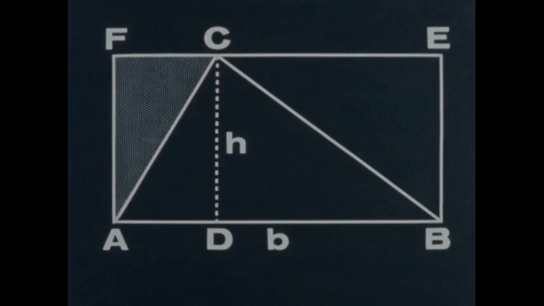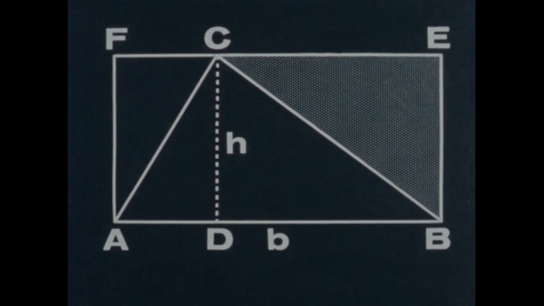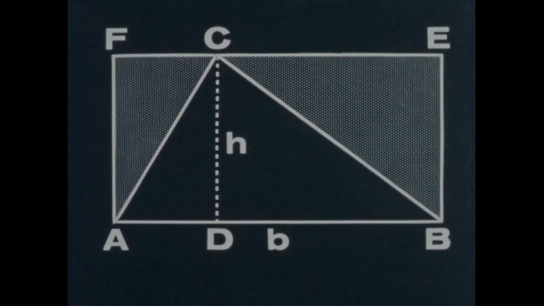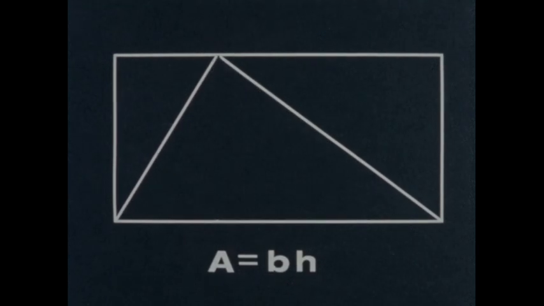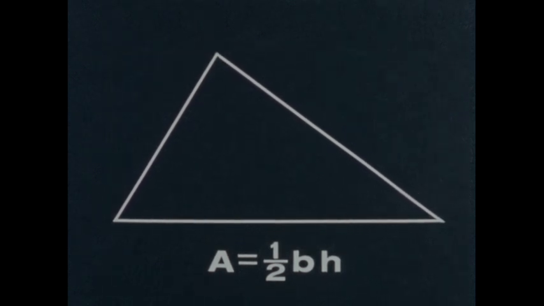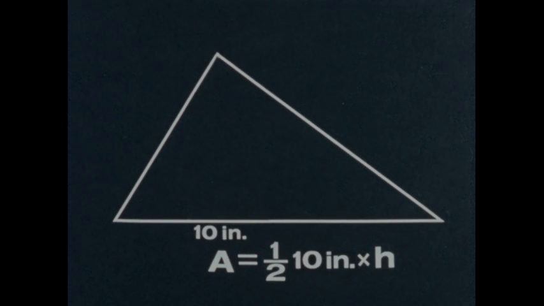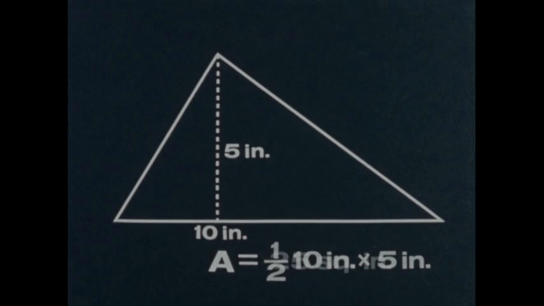Thus, triangle AFC and triangle CBE together are equal in area to the area of our original triangle, ACB. We know that the area of a rectangle equals the base times the height. So 1/2 the base times the height must equal the area of a triangle. If the original triangle has a base of 10 inches and a height of 5 inches, the triangle has an area of 25 square inches.